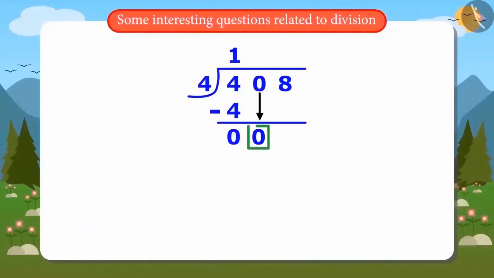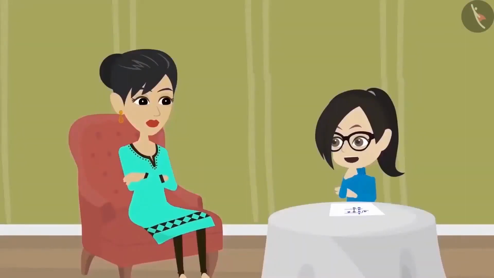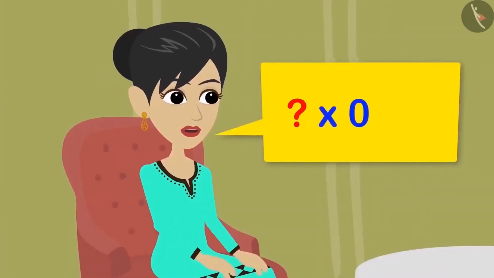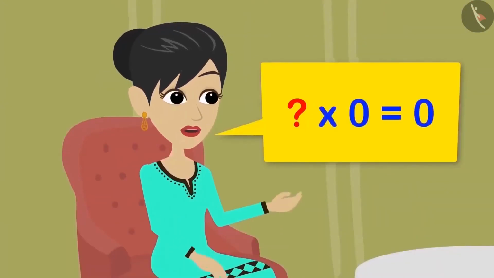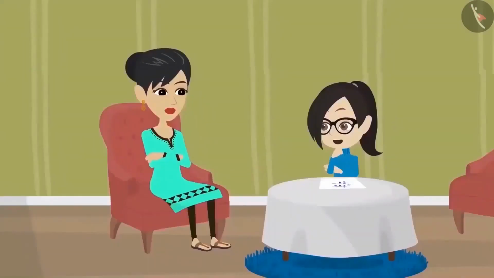Look, when you wrote 0 down, you have to think by which number should we multiply 4 to get the answer as 0. I didn't understand, Mother. How will we get 0 as the answer? Whenever we multiply any number by 0, we get the answer as 0 only. In this way, we will here multiply 4 by 0 and we will get the answer as 0. So, the remainder will be 0. Oh, now I understood this.